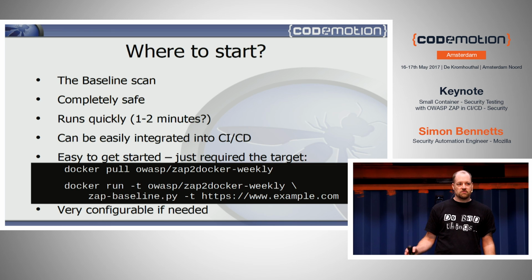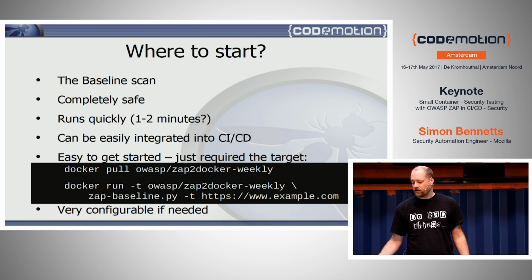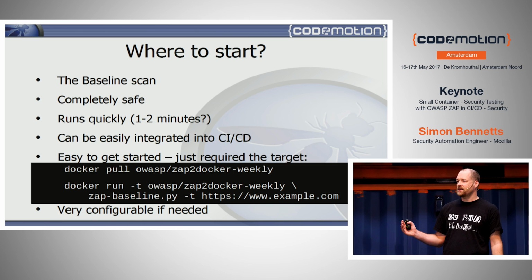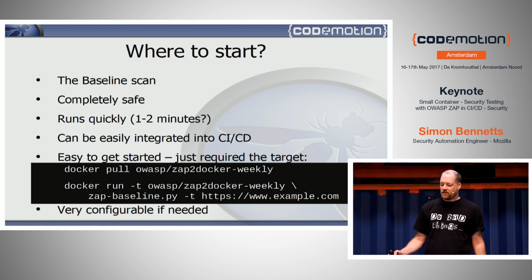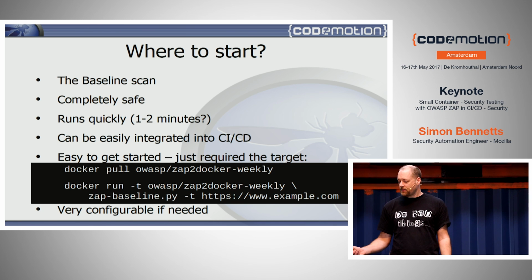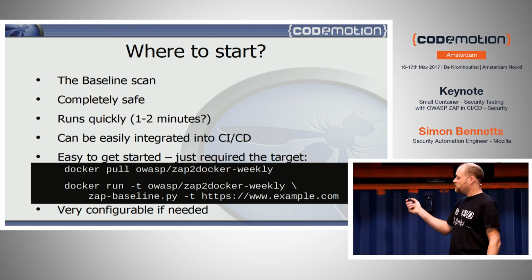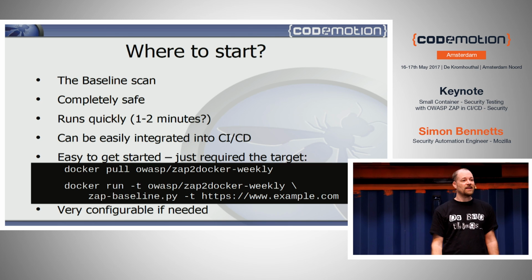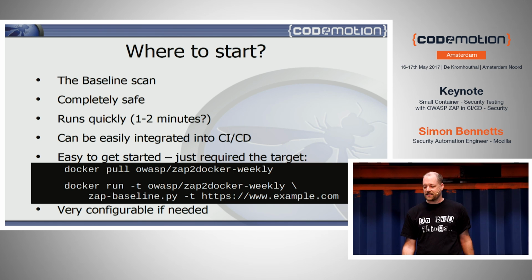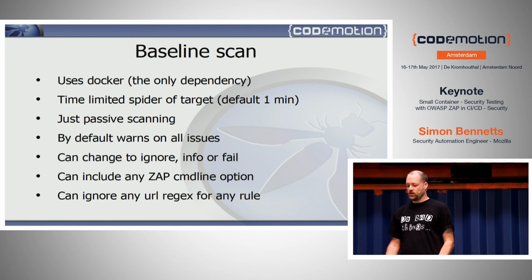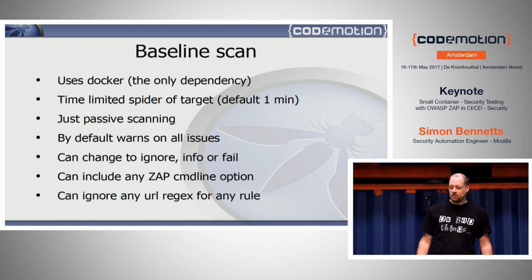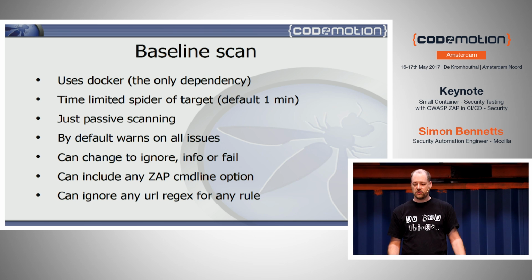So you need to do 2 things. You need to pull one of the Docker images. In this case, I've shown weekly. I like using the weekly one. And then you run that image, and you call the zap-baseline.py script, and you give it a target. And that's all you need to do. There are a lot more options, but that's how you can get started. And this means it's something that is very easy to include in your pipeline. So it only has one dependency, Docker. ZAP is written in Java, but of course that's all packaged with Docker.